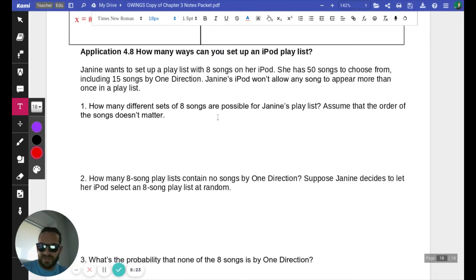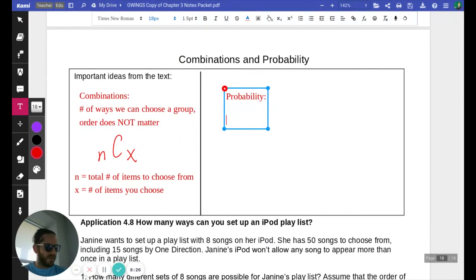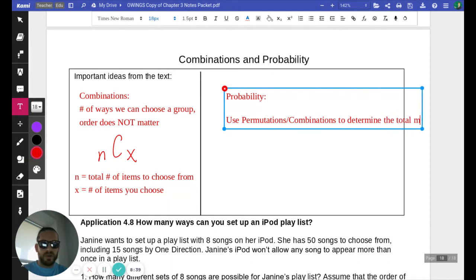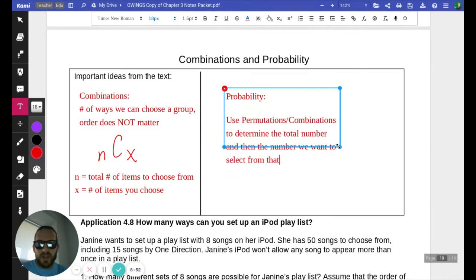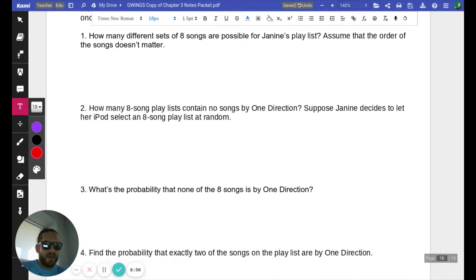is going to be probability, which we'll need for down below, I believe, number 3. We can use either permutations or combinations, whatever the situation calls for, to determine the total number and then the number we want to select from that. When you're working on number 3, you want the probability that none of the 8 songs is by One Direction. You'll take all of the songs possible and then figure out combinations that don't have the songs of One Direction, and you'll divide those and get a decimal or a percentage.